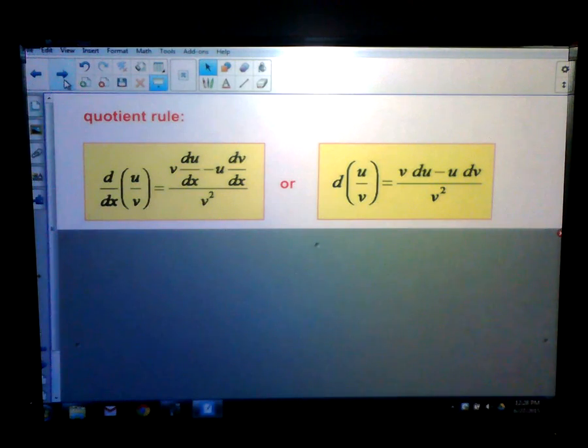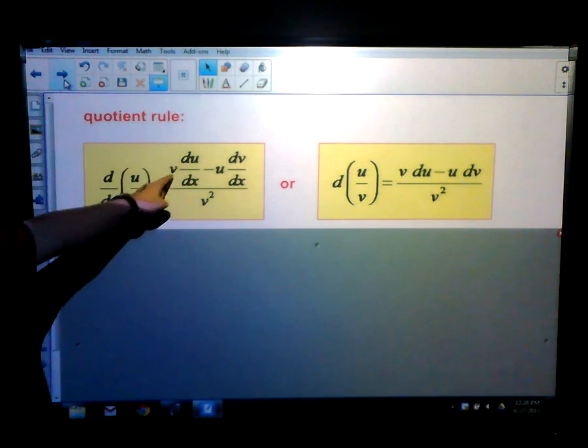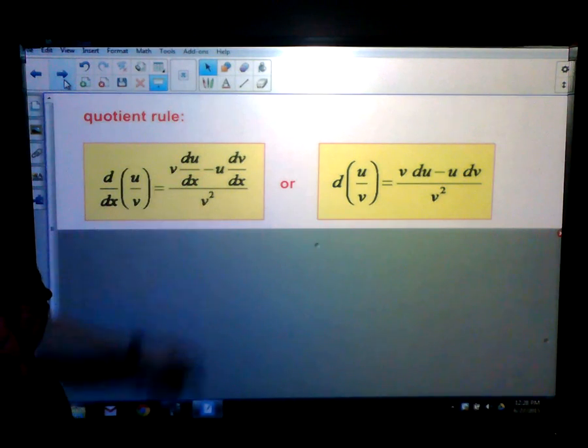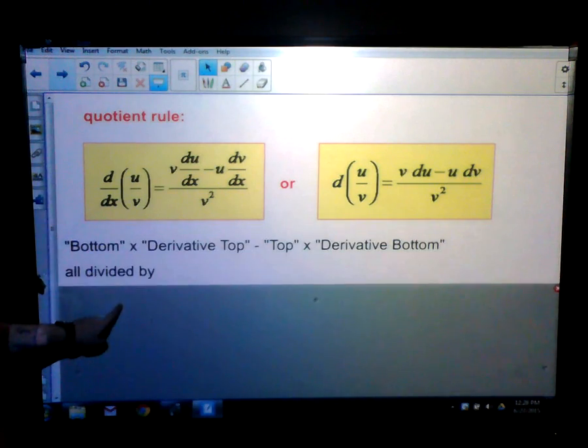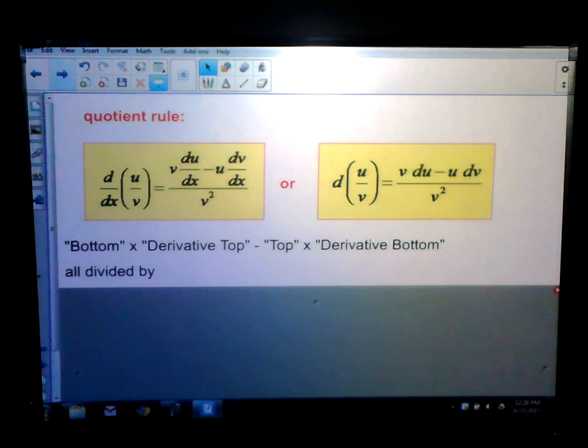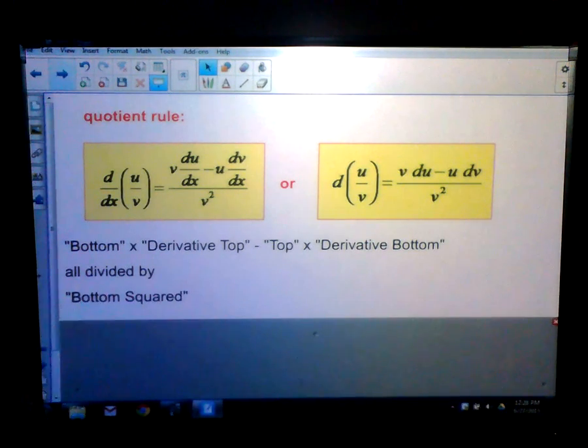Well, if that's product rule, here's quotient rule. v du minus u dv over v squared. Really complicated way to think about it. Here's the way I do it. Bottom times derivative top minus top times derivative bottom, all divided by bottom squared. Bottom derivative top minus top derivative bottom over bottom squared.